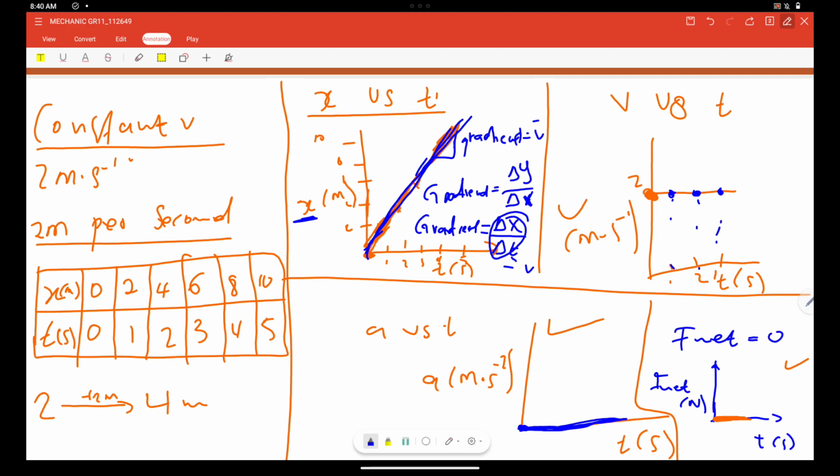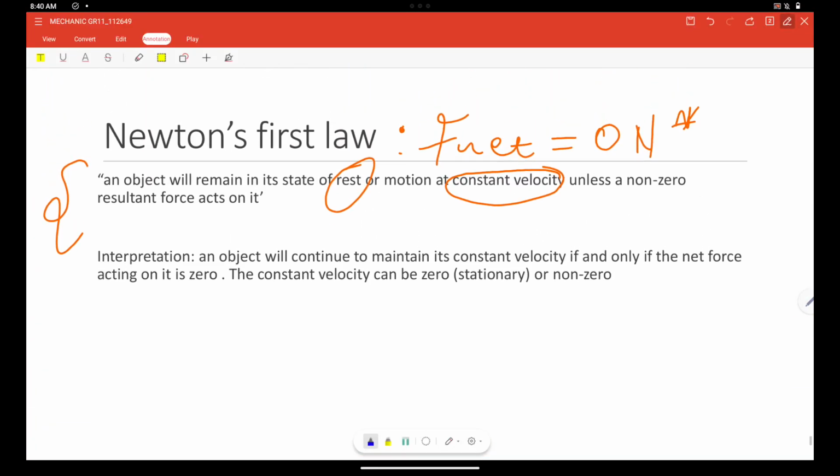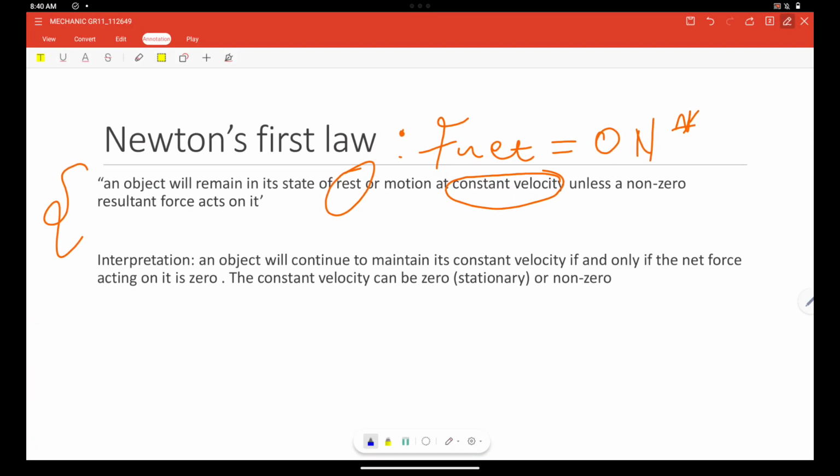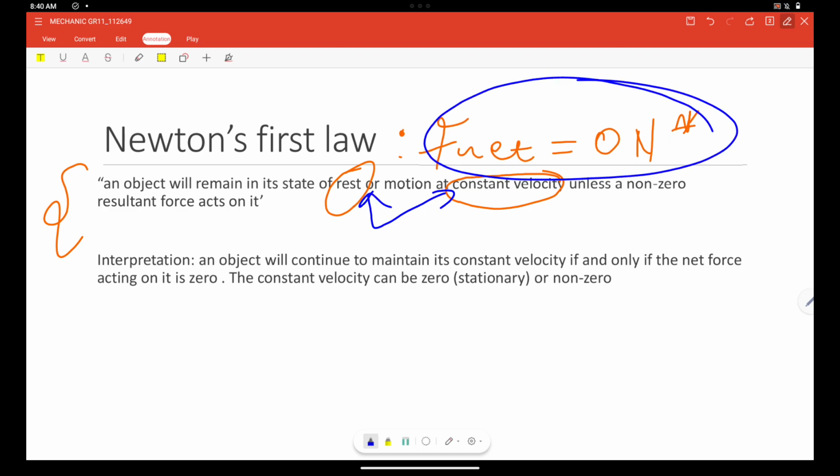So that is the graphical part of it. So if you're given a position time graph, you can use it to calculate the velocity of the object. And this is how the graphs they differ. So we've been talking about Newton's first law of motion, which led us to all of that. And we said with Newton's first law, we are describing objects which are at rest or moving with a constant velocity. The net force acting on those objects will be 0.